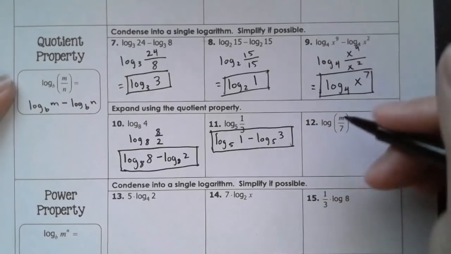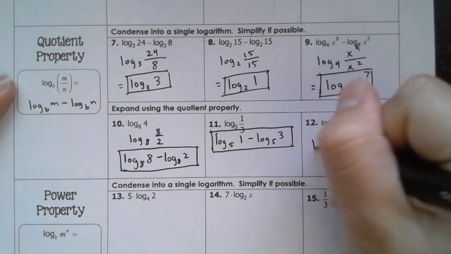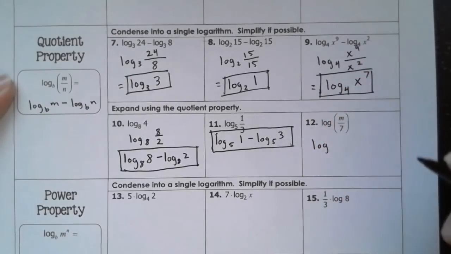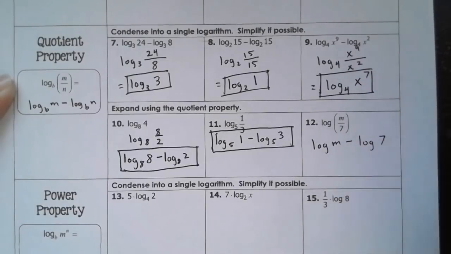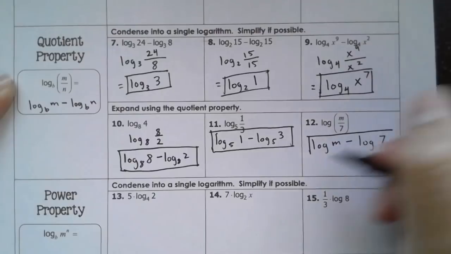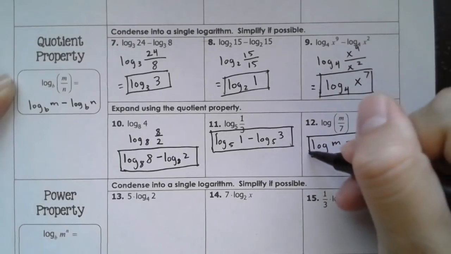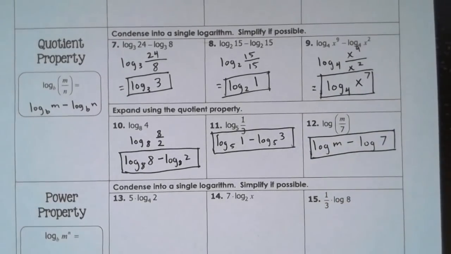Next one here, I have m over 7. This one is the common log base 10, log of m minus log of 7. And that's it.